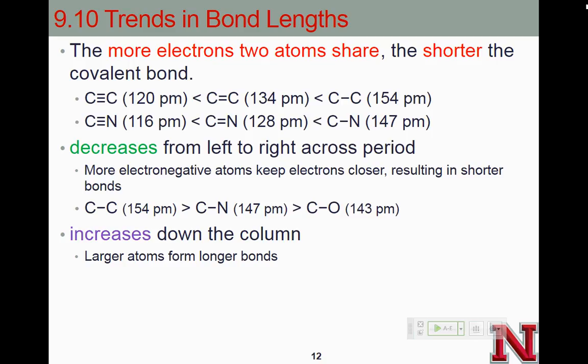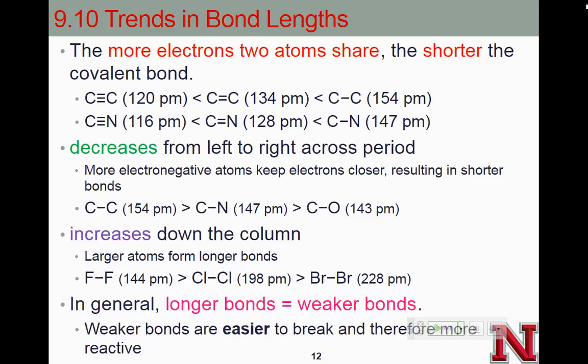And of course, the easy one, as we go down the column, the bond length has to get bigger because the atoms are bigger. So that one's just really easy. Comparing our fluorine-fluorine bond, our chlorine-chlorine bond, and our bromine-bromine bond. In general, the longer the bond, the less the electrons are being tightly shared, so they're usually easier to break. And there's a little bit more to that as well, but that's in general. So what does that mean? Single bonds are easier to break than double bonds because it's a longer bond.